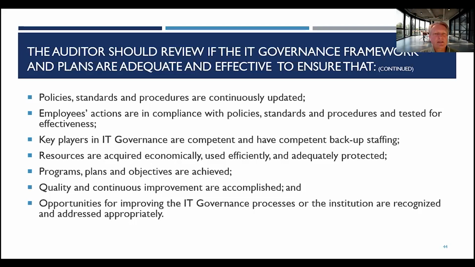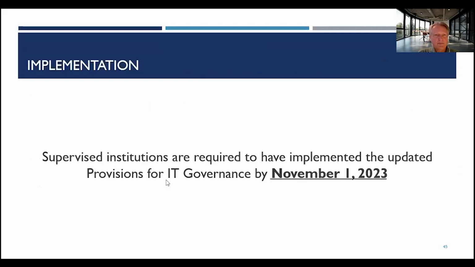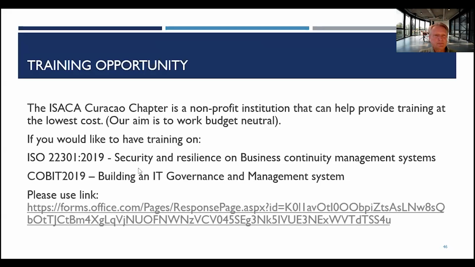Programs, plans, and objectives are achieved. Quality and continuous improvement are accomplished, and opportunities for improving the IT governance processes of our institutions are recognized and addressed appropriately. So that was the last part of the principles, the last principle. So when do we need to have everything in place? I certainly hope you already have it in place, but maybe you're not at maturity level 3. Well, make sure that you're on maturity level 3 by November 1, 2023.